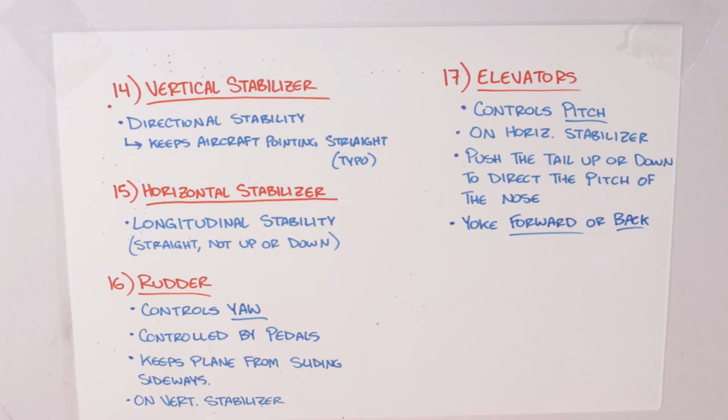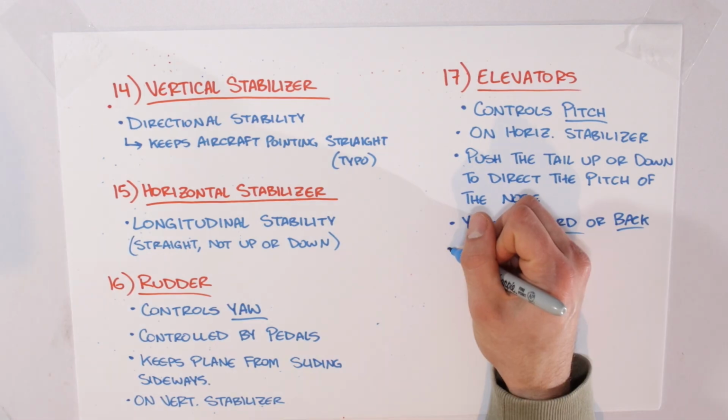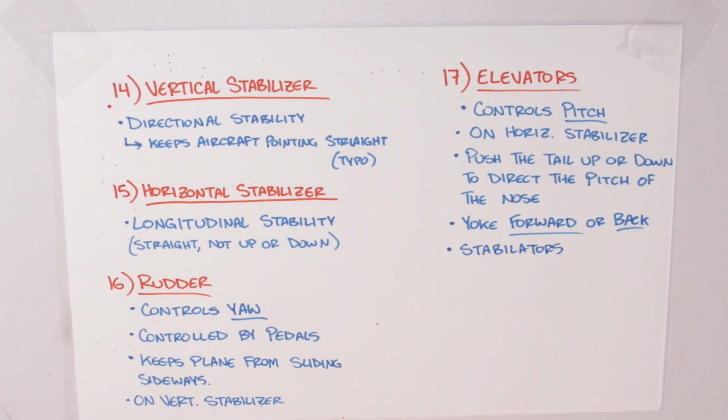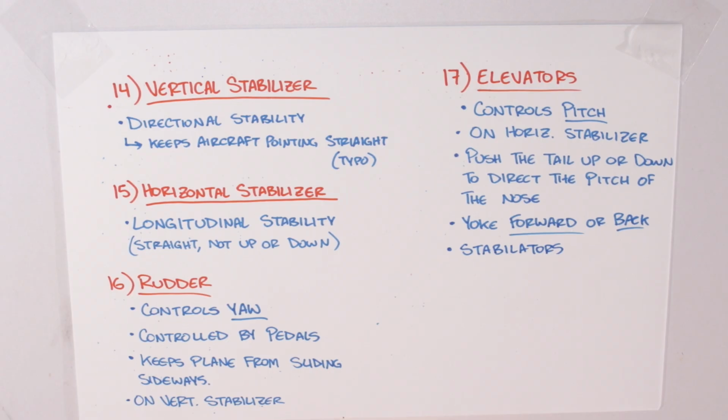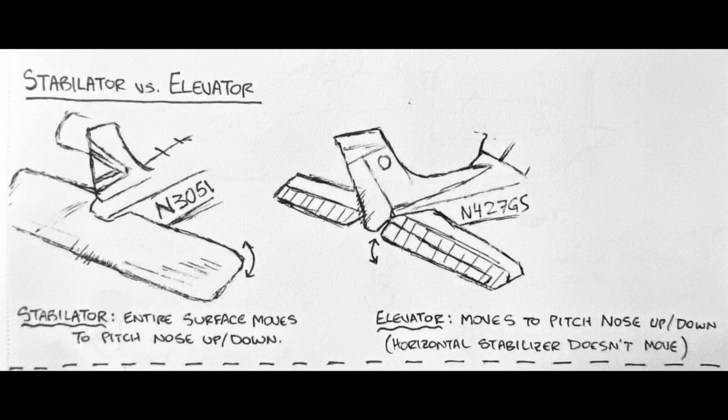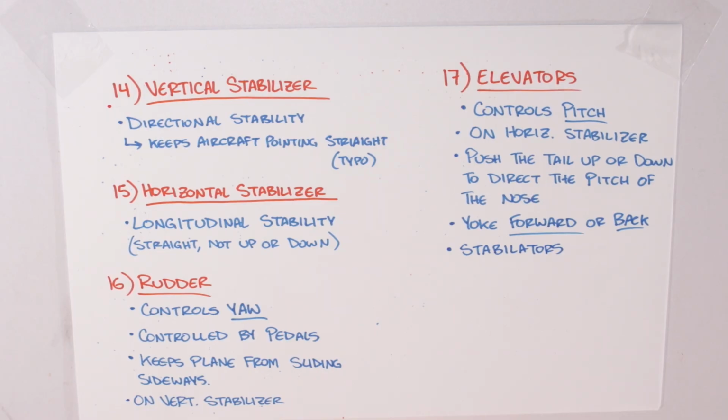Before we move on, I want you to also be aware of an alternative to the elevators, which is called a stabilator. Stabilators are not as common as elevators, but some planes do have them, so don't be caught off guard if you see one. You know how elevators are a portion of the horizontal stabilizer that hinges up or down? Well, the stabilator is identifiable by the entire horizontal stabilizer moving. In other words, the entire horizontal surface moves up or down. Again, they're not terribly common, but it's important to know the difference.